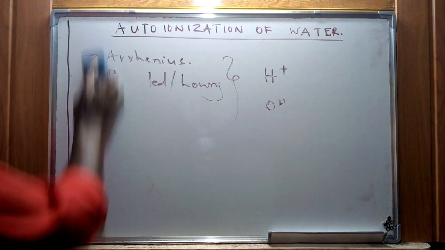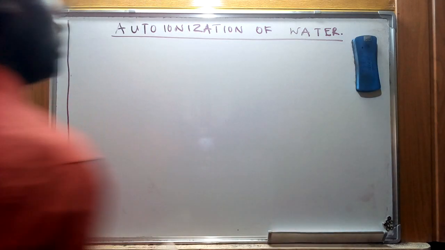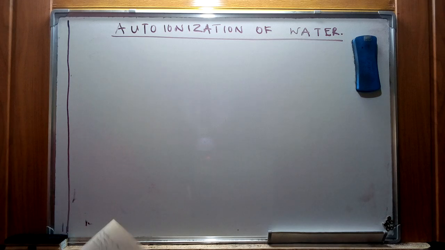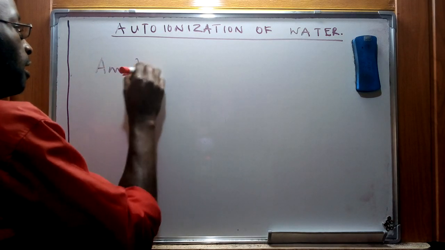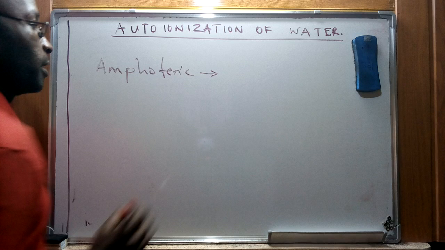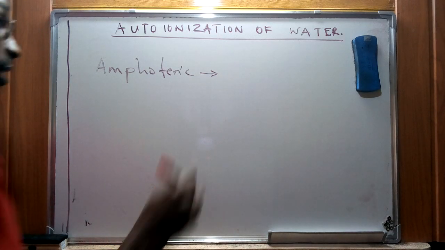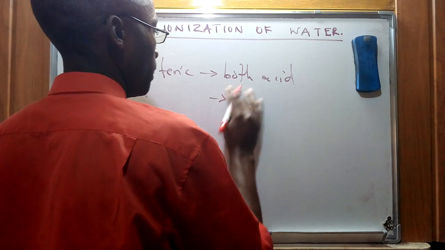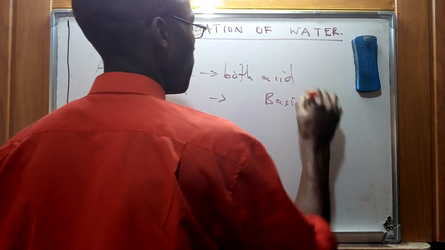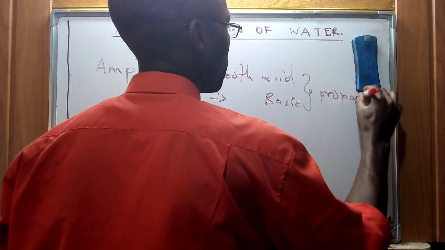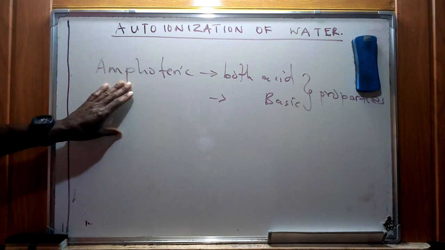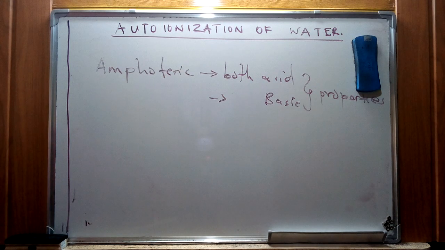If we look at what we had looked into, which is going to lead us into autoionization of water, we had said that there are some substances which we can regard as amphoteric. These are substances which display both acidic and basic properties, and therefore we refer to them as amphoteric substances. One example of an amphoteric substance is water, which is our topic of discussion for today.